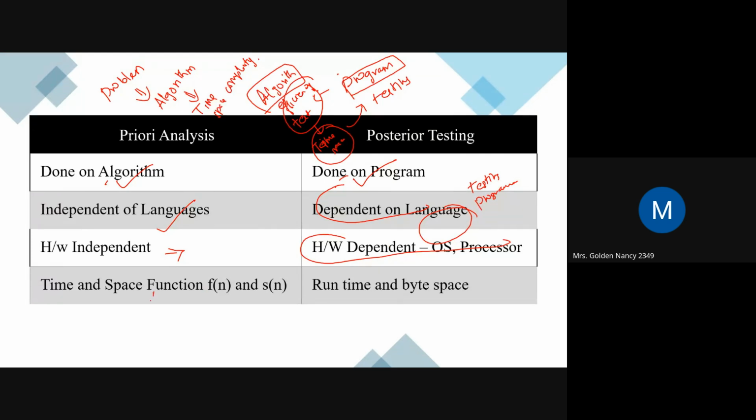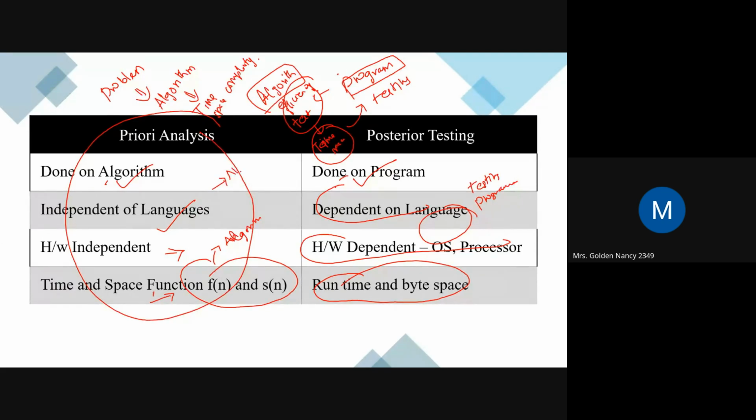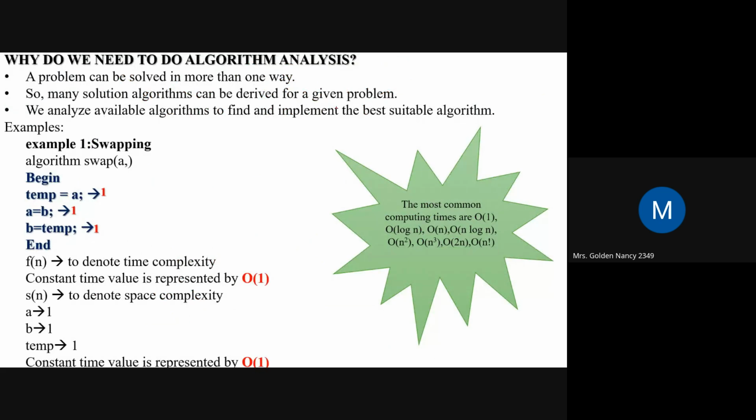Then here the efficiency is calculated by using time and space, that is f of n and s of n. Here in posterior testing it is just the runtime, which denotes the runtime of your program. Time and space in priori analysis denote the runtime of your algorithm. So that is the major difference between priori analysis and posterior testing. We are going to do only priori analysis, because we are using only algorithms to learn how the program actually works. We'll see some examples of how priori analysis is made on an algorithm, and based on the analysis how the time and space complexity is calculated.